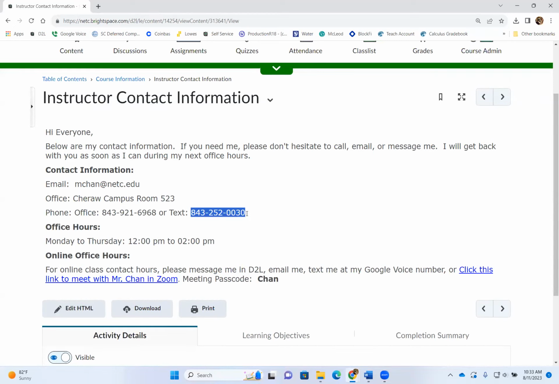Here's a textbook link, Open Education Resource Textbook. So it's a free textbook. You can just click on the link and view it from the D2L shell. You do not need to purchase a textbook.